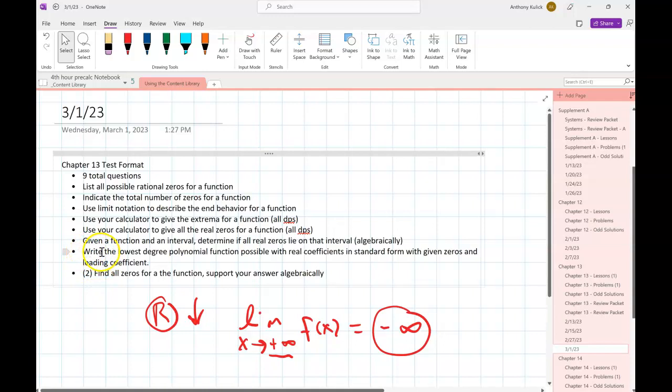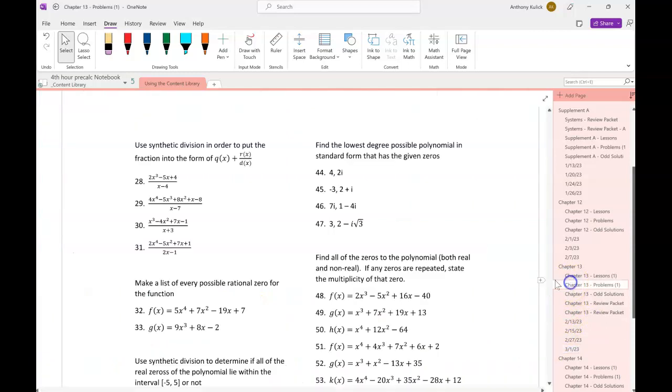The next one says you'll have to be able to write the lowest degree polynomial function possible with real coefficients in standard form, given some zeros and a leading coefficient. Well, what the heck does that mean? That's basically the same as problems 44 to 47, right? So if you didn't remember how to do those, that would be a good thing to grab an example of and put on your note card.